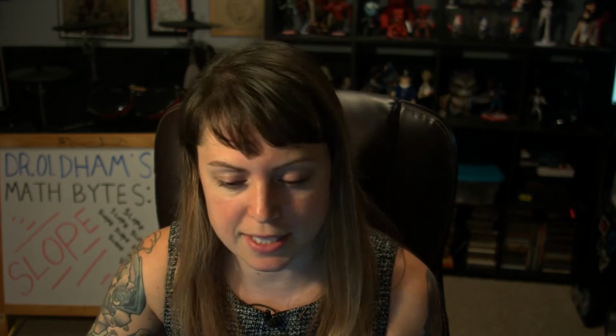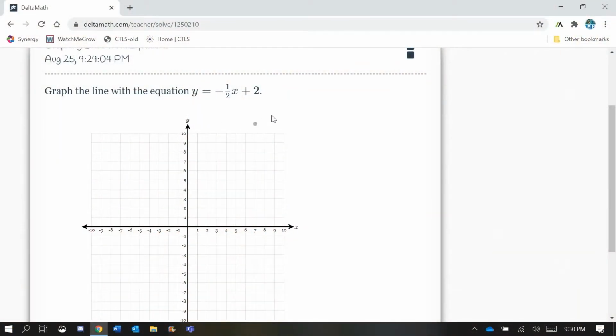So if we take a look at this example problem, we need to graph y equals negative 1/2 x plus 2. Okay? Negative 1/2 is our slope, which means down 1 over 2. And my y-intercept's 2. That's my constant. That means that I'm going to start at 2. Dot. There we go.